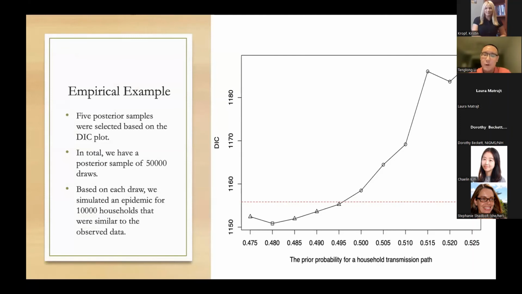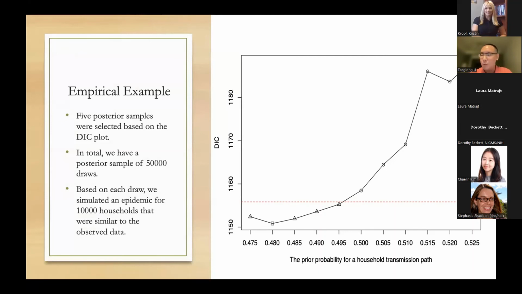So this is what the DIC plot tells us. The DIC plot really tells us to select the posterior samples that have a prior that favors actual household transmission. So you see the threshold line we draw with the red dashed line. We select all the posterior samples that go below the threshold. So in total, we have a posterior sample of 50,000 different draws of parameters.